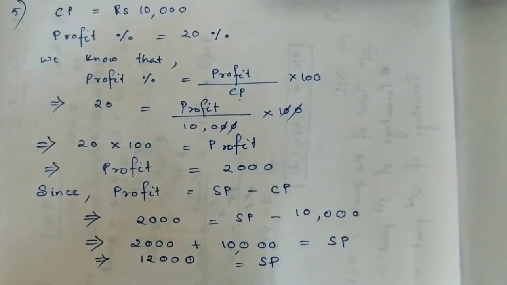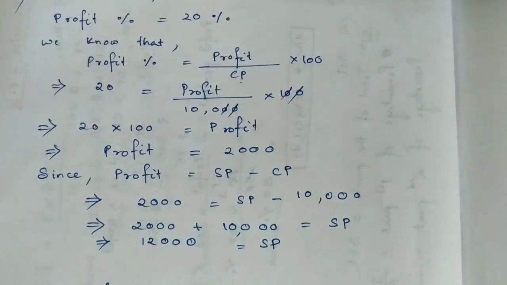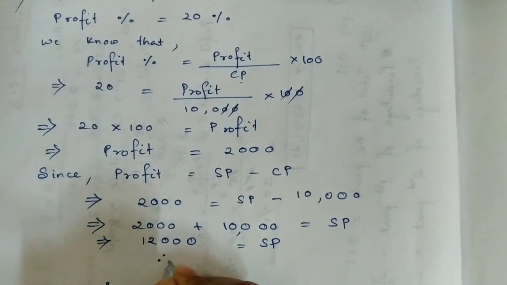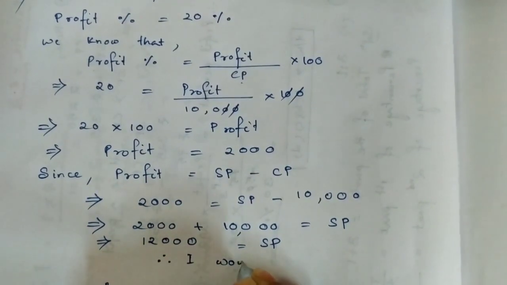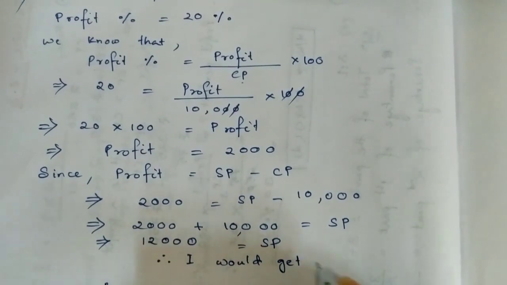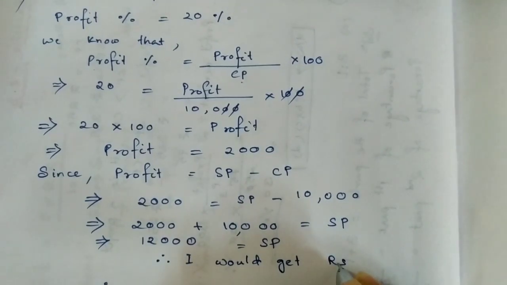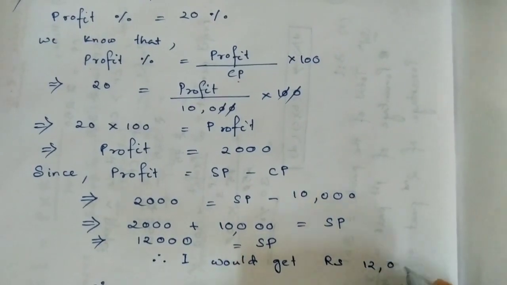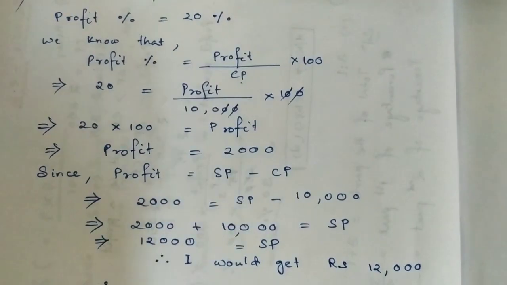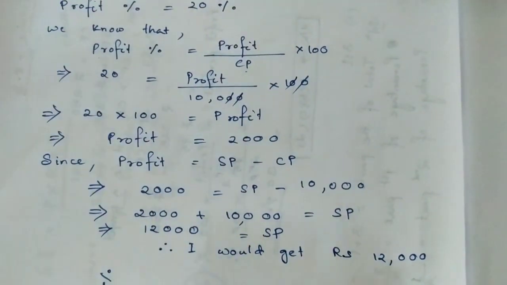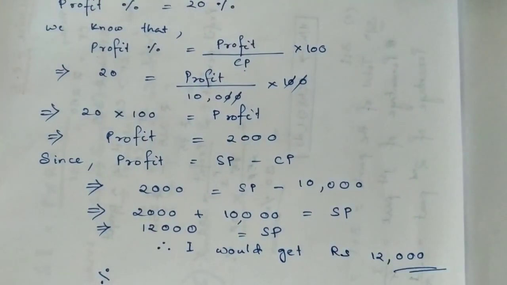So I can write the statement as, therefore I would get rupees, how much? 12,000. Sorry, I would get rupees 12,000, and this is your solution.